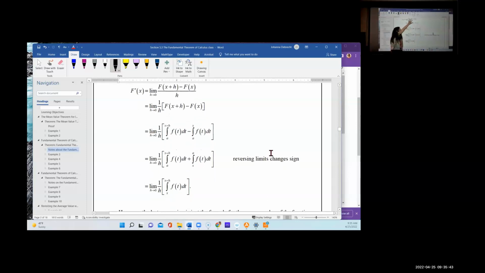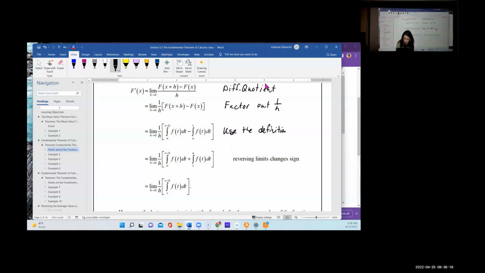So here's the original difference quotient. Factor out the 1 over h. Rewrite using the definition of f of x, uppercase. And now we're going to work on manipulating the integrals. So this step right here is the difference quotient. This is factor out the 1 over h. This is use the definition of uppercase f of x. And now we're going to do something different.